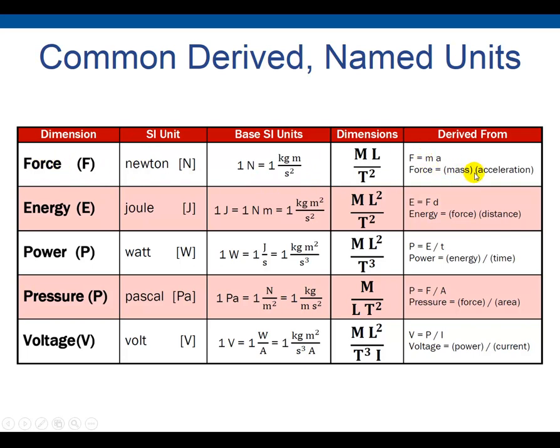Force is mass times acceleration. Mass we can express as uppercase M. Acceleration is L divided by T squared, where L stands for length and T stands for time. It's very familiar to look at this equation: length divided by time squared, that is acceleration. So mass times acceleration. Let's look at how we come up with those dimensions.